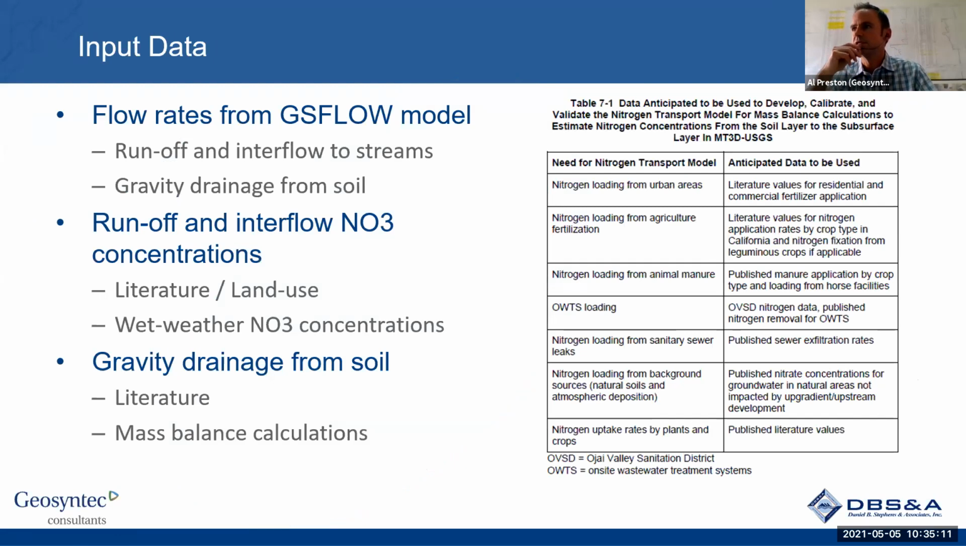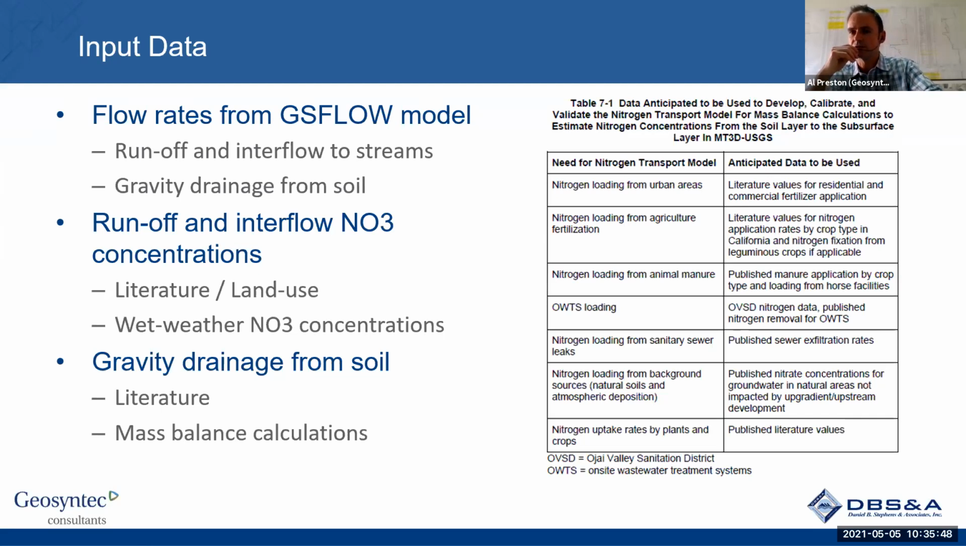So this table is from the final study plans. Some of you may have seen it before. And again, as I've said before, we're going to use flow rates from the GSFLOW model for the runoff and interflow, so that's the water that enters the streams kind of directly from the land without going to the groundwater. We can use literature and land use to estimate what nitrogen or nitrate concentrations may be. There's also wet weather data out there. We can use those to estimate the concentrations of nitrate for those flows that are directly into the streams.